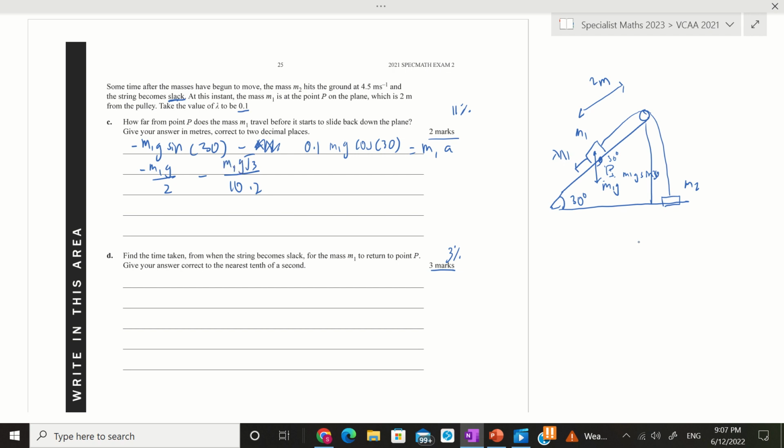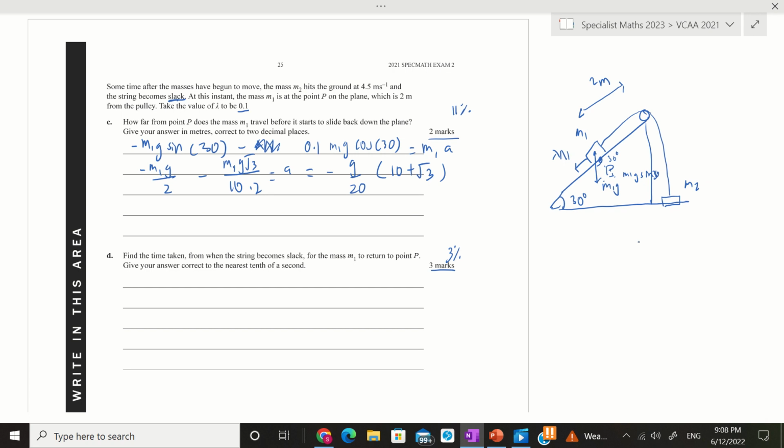So m1g times root 3 on 10 times 2, which is 20, that's equal to a. Just simplifying everything, you're going to end up with this value. A is equal to negative g on 20 times 10 plus root 3. You'll notice there's a negative value, and that makes sense, right? Because now the only forces working on M1 are forces that push it down the plane.